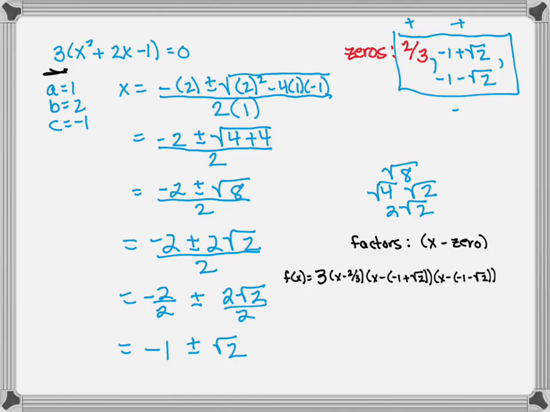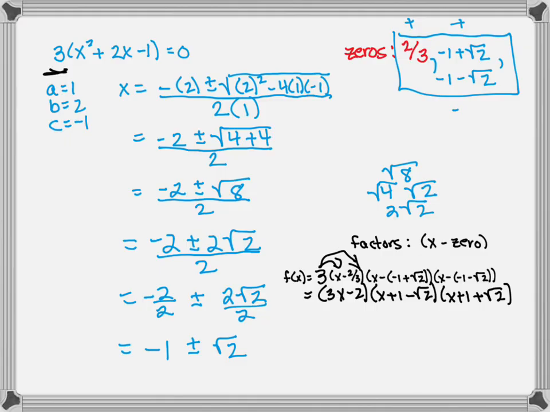So this is factored. It could be simplified a little bit. Like I could distribute this 3. So 3x minus 2, this is still a linear factor. And we could get rid of those inside parentheses in my other 2 linear factors. We could distribute the negative. So I have x plus 1 minus the square root of 2 and x plus 1 plus the square root of 2. So I have 3 linear factors.